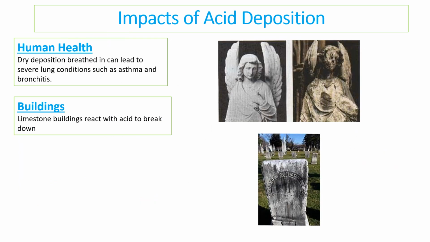Impacts of acid rain directly on human health. If breathed in, they can cause lung conditions such as asthma and bronchitis. And buildings made out of limestone, you can see here, react. So here's a statue before and after acid rain, and you can see the impact.